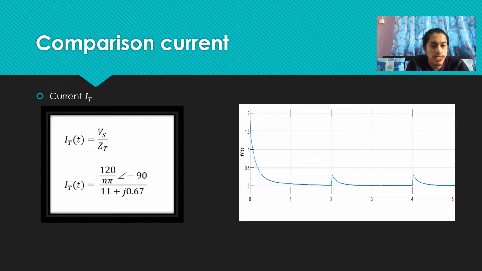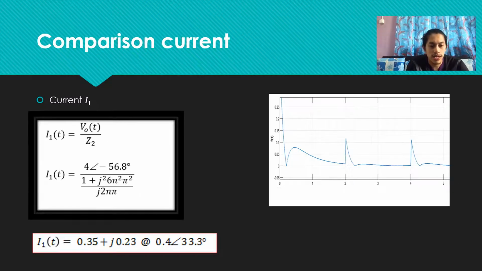I will explain about the comparison between manual and simulation answers. For the first one is I total. We calculate the I total using Ohm's law, which is Vs over Zt, and we found the answer like this. And we run the answer in simulation, which is MATLAB software, and get this graph.